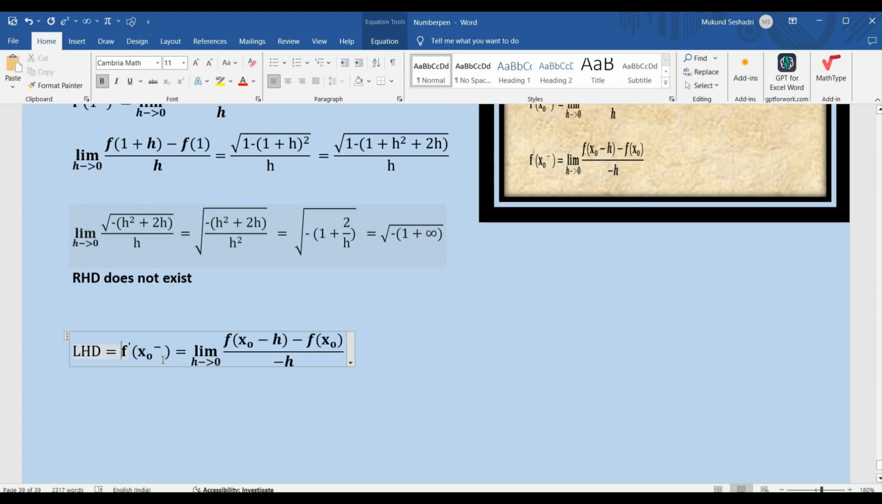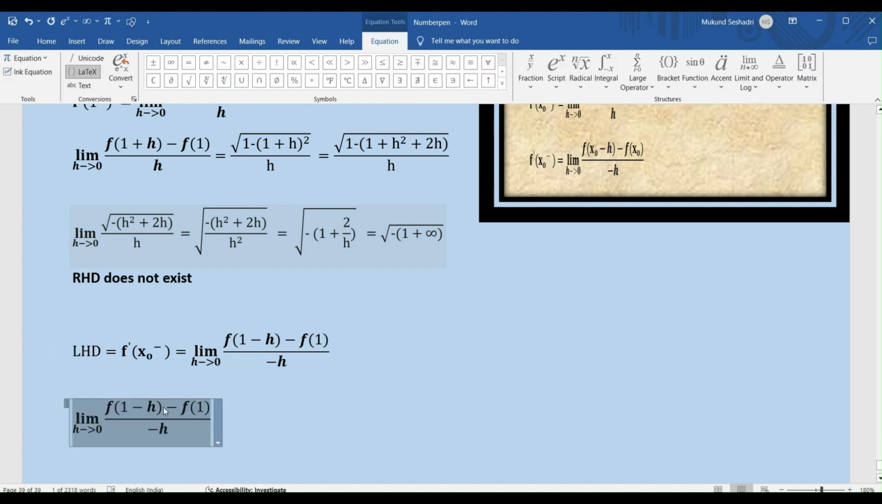So this is my LHD. My LHD is f dashed of x naught minus, which equals the limit as h tends to 0 of f of x naught minus h minus f of x naught, divided by minus h, right? And like we did in our previous problem, like we did in our RHD, we can comfortably replace x naught with 1. And what is my f of 1 minus h? My f of 1 minus h is again, go ahead and substitute my x with 1 minus h, right?